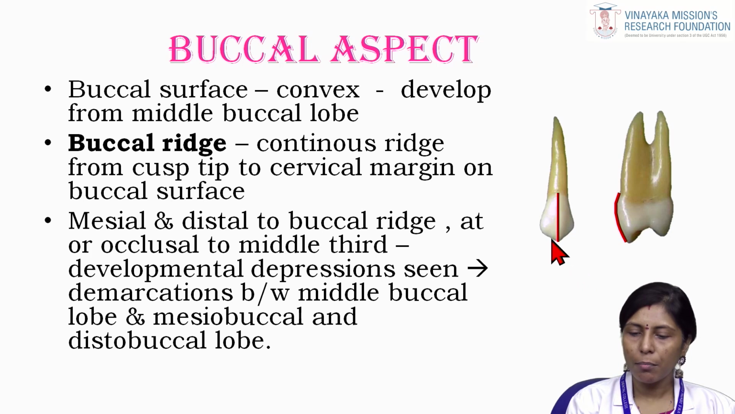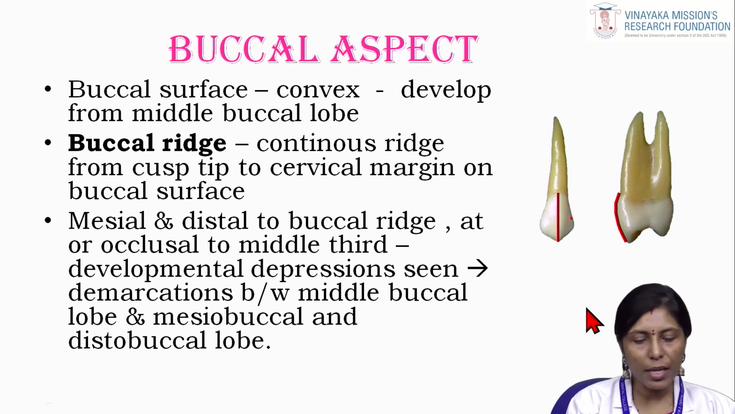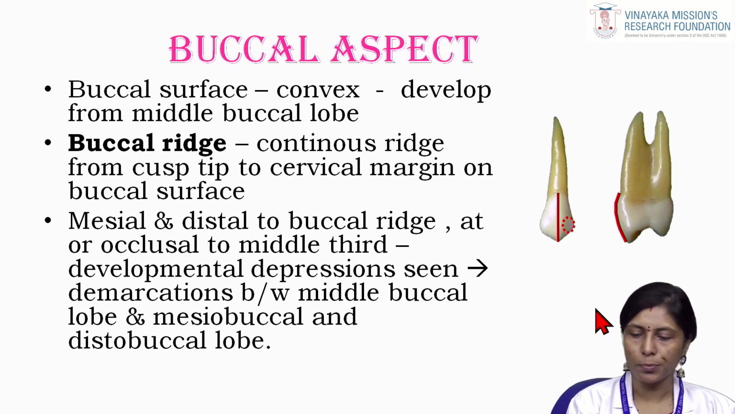You can appreciate, mesial and distal to the buccal ridge, small depressions which are nothing but developmental depressions which represent the demarcation between the middle buccal lobe and the mesiobuccal and distobuccal lobes. You can appreciate the depression here in this picture.